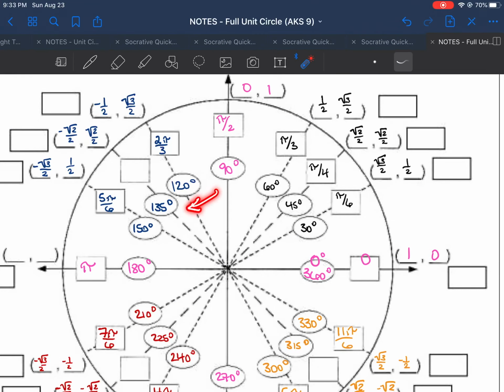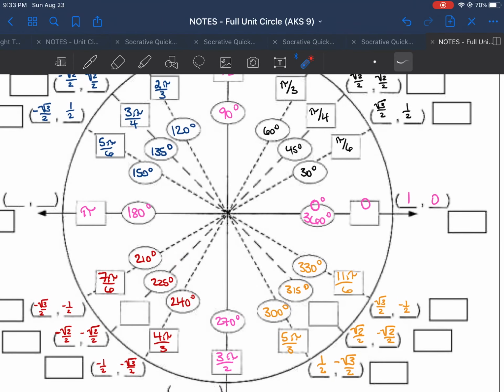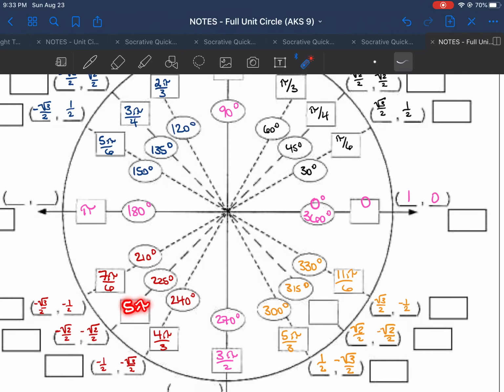So adding another 45 degrees, we would get to 3 pi over 4. That doesn't reduce. Let's go ahead and lock that in. 3 pi over 4. Adding another 45 degrees, we get to 180, so that'd be 4 pi over 4, which notice reduces to just pi. Okay, then we're going to get 5 pi over 4 at the next 45 degree angle. 5 pi over 4 does not reduce, so let's go ahead and lock that in, 5 pi over 4.